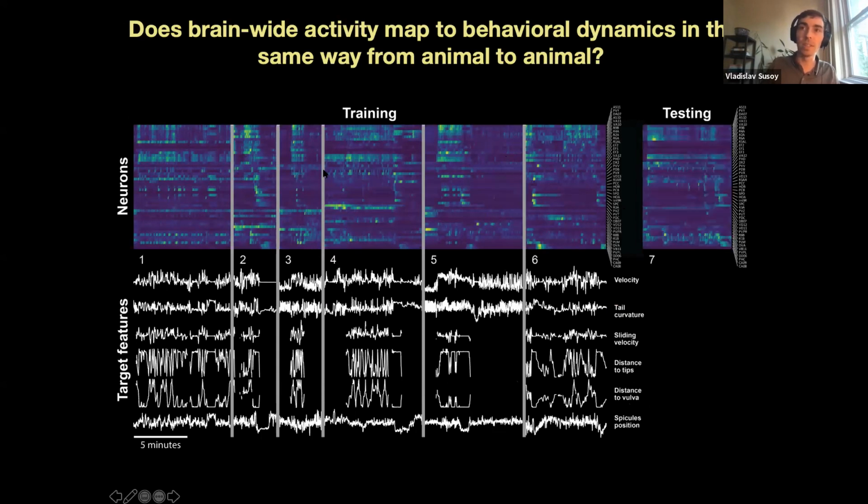So we can build a model from the training data. This is 6 different males and several different continuous behavioral features. And to validate the model, we take a completely new animal, take the neural recordings from this animal, and see if we can predict the behavior of this animal by using the model built on the training data. And then we can iterate between different data sets to test the model's performance.